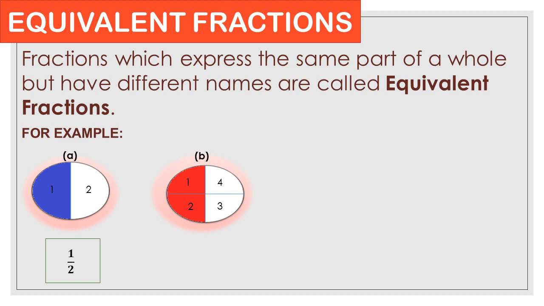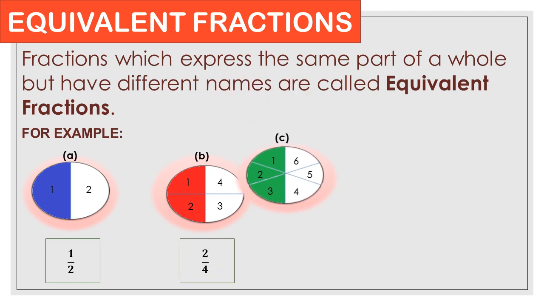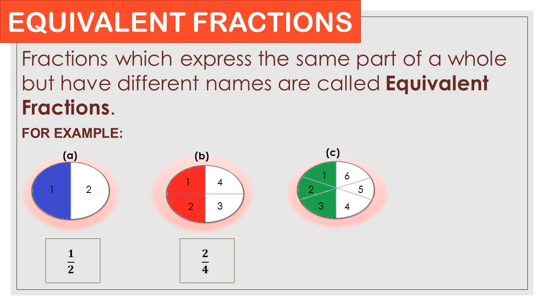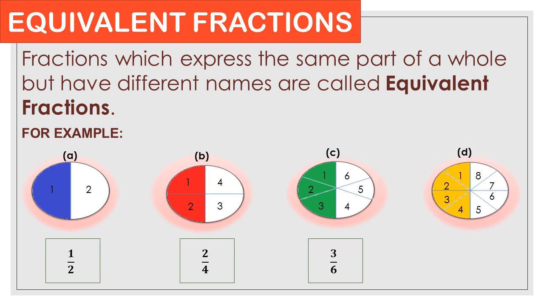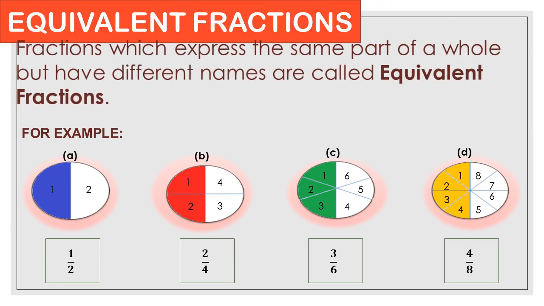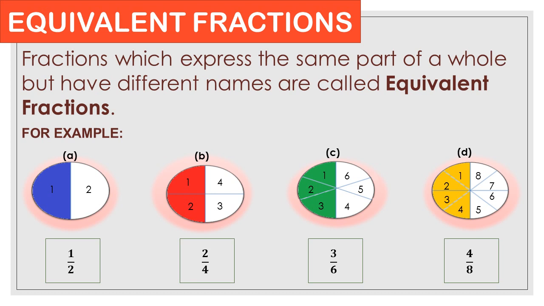In figure B, the circle is divided into four equal parts, so the fraction of red part is 2/4. In figure C, the circle is divided into six equal parts, so the fraction of green part is 3/6. In figure D, the circle is divided into eight equal parts, so the fraction of yellow part is 4/8. So what you observe, fractions which express the same part of a whole but have different names are called equivalent fractions.